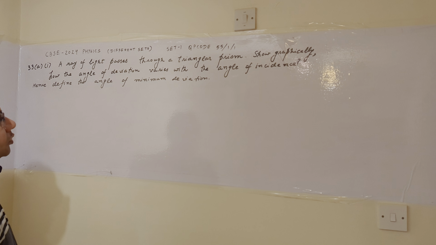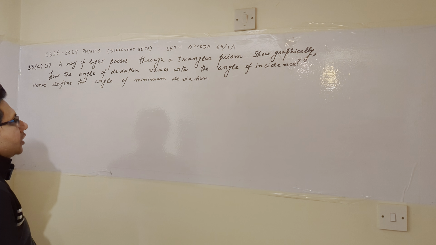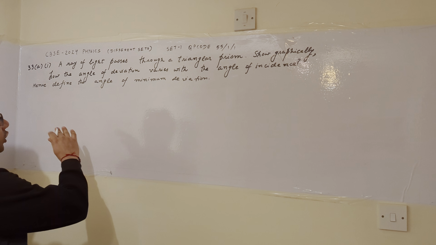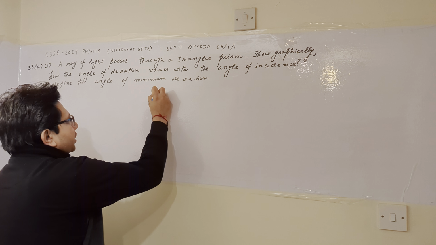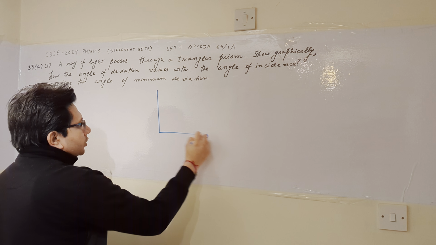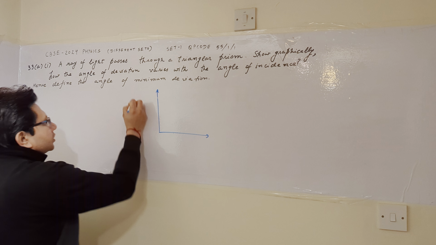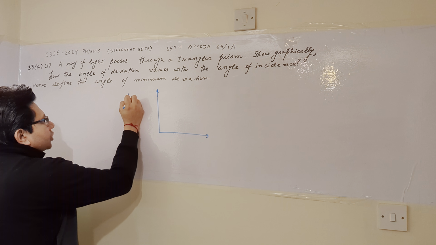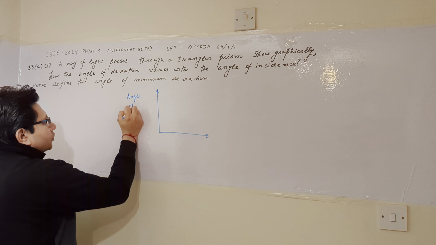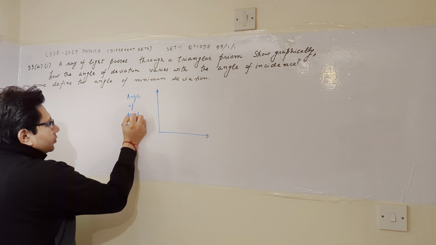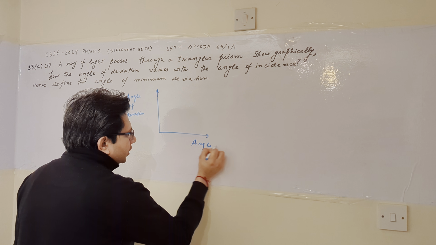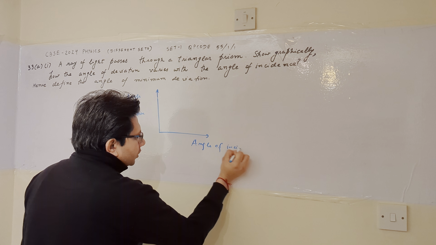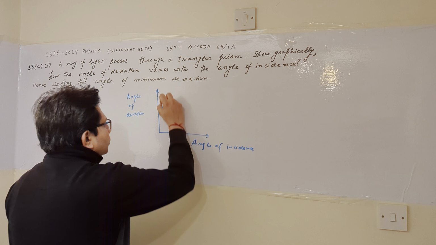So in the first part of the problem, we have to show with the help of the graph how the angle of deviation varies with the angle of incidence. So the first part is based on the graph. So the graph between the angle of deviation and angle of incidence looks like this.